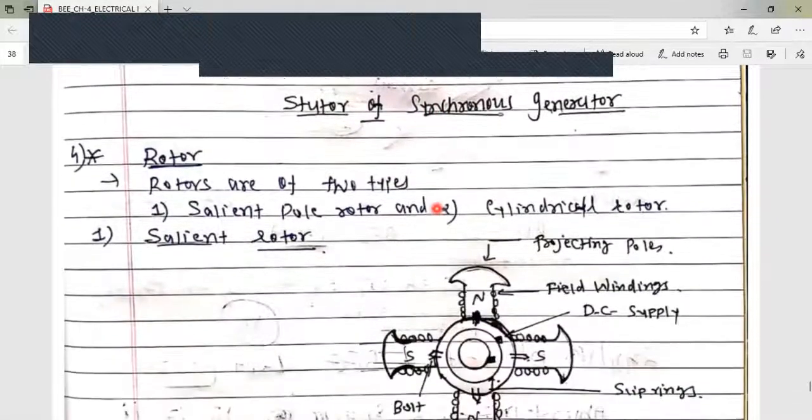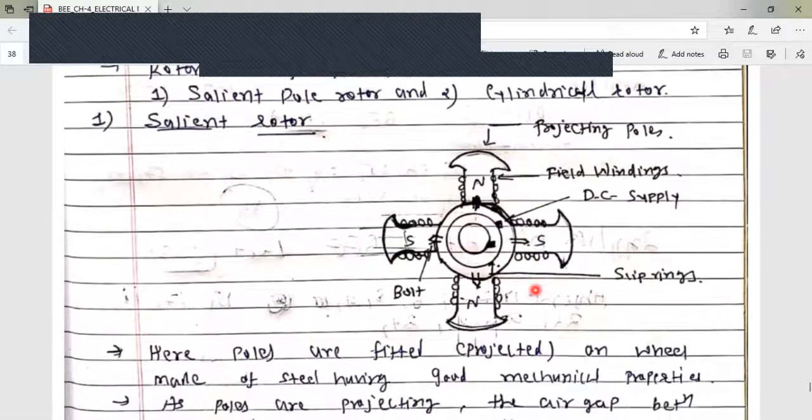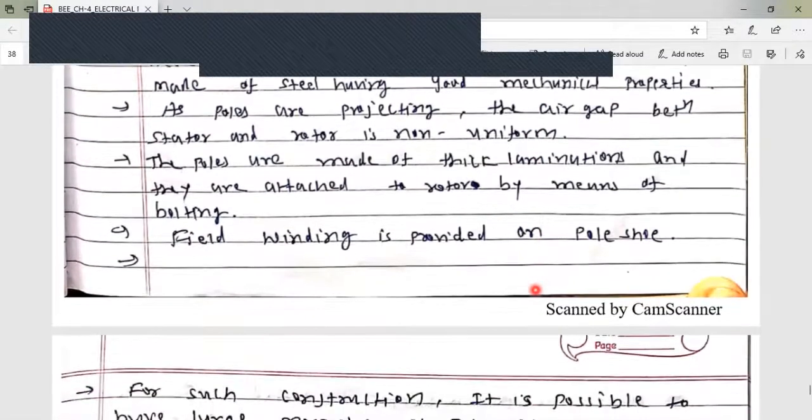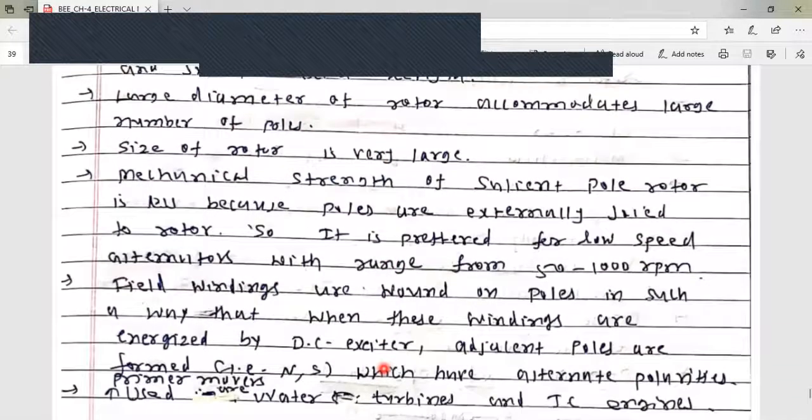Now we'll see the two types: salient pole rotor and cylindrical rotor. The main difference between these two types is that one has larger diameter and its size is high, the other has smaller diameter and its size is low. Here important points are: it has a larger number of poles because it has larger diameter, so the size of the rotor is high. And here prime movers are water turbines and IC engines.